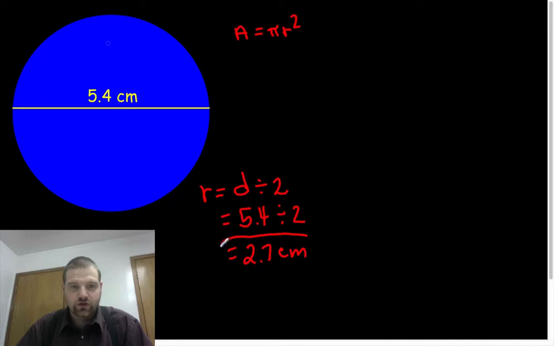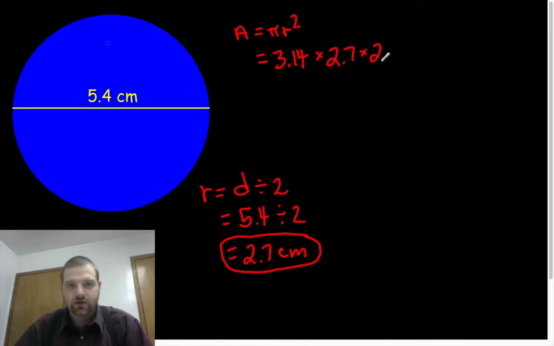We can now use this radius, put it into the formula up here, and find out what the area is. So pi we have as 3.14 multiplied by the radius, which is 2.7, multiplied by the radius again to get radius squared, and we end up with 22.89 centimeters squared as the area of this circle.